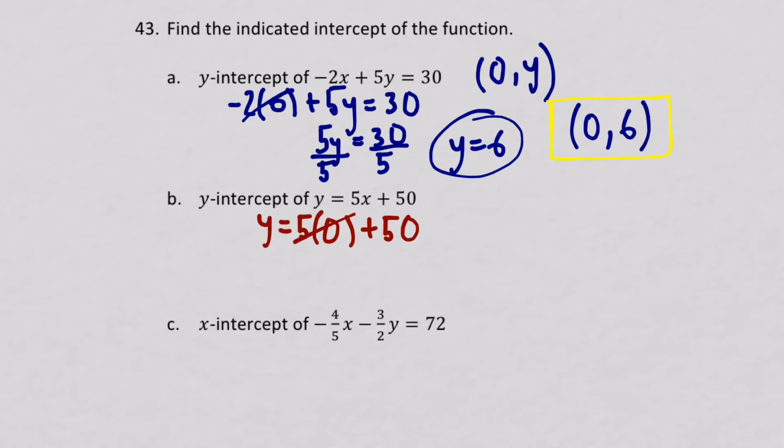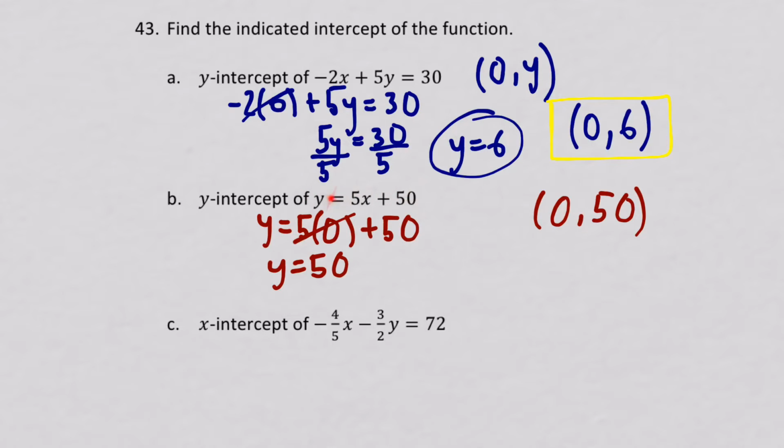That basically goes away, so you get y equals 50. And so your solution is 0, 50. Okay. So the work that I just did, some of you guys are going to think, well, that was useless because it was just right there, right?